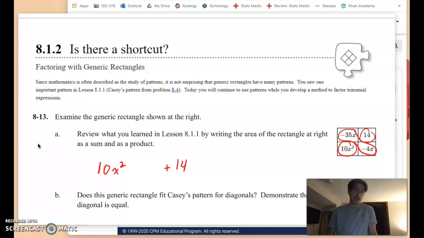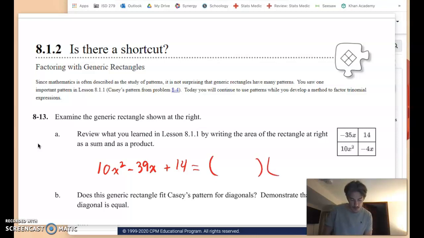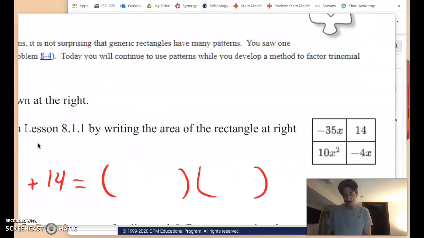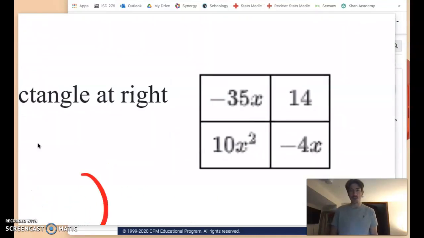I ask myself, what's negative 35x and negative 4x? Well, together they make negative 39x. Okay, so I'll just add those two things together and write them as one term. Okay, there's my area as a sum. But now, in order to write it as a product, recall we write this as the product of two binomials. So I'm going to start to ask myself some of these questions that we saw in section 8.1.1. So what two numbers, when I multiply them, make 14?